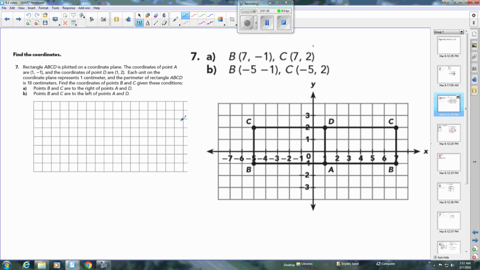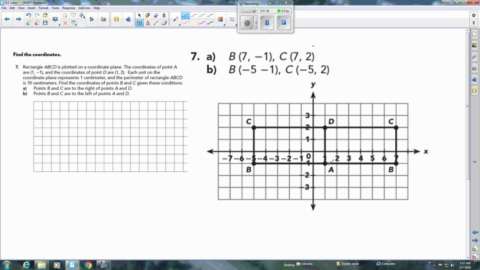Same idea here, except they wanted you to make a rectangle. It says rectangle ABCD is plotted on the coordinate plane. The coordinates of point A are 1, -1. So 1 to the right, 1 down. So this is point A. Then the coordinates of D are 1, 2. Each unit on the coordinate plane represents 1 centimeter, and the perimeter of the rectangle is 18 centimeters. Find the coordinates of B and C given these conditions.